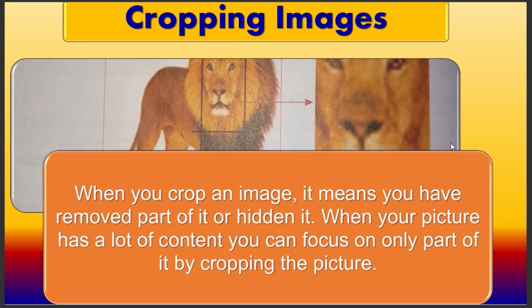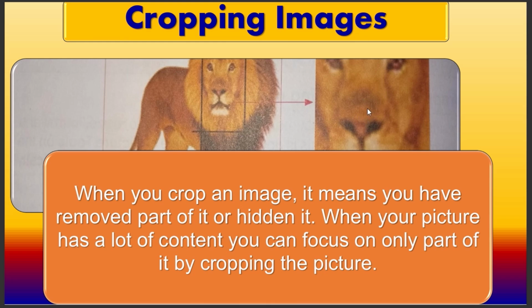And of course, here we are looking at cropping images, and here we are saying when you crop an image, it means you have removed part of it or hidden it. When your picture has a lot of content, you can focus on only part of it by cropping the picture. As you can see, I have some picture here. This is the full picture, but of course, as I said, cropping, you just focus on one part. So I focused only on the face, as you can see, to crop out to the face, and you can see this arrow pointing to what happened after cropping. So this is what I mean.